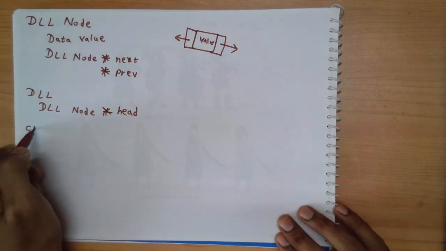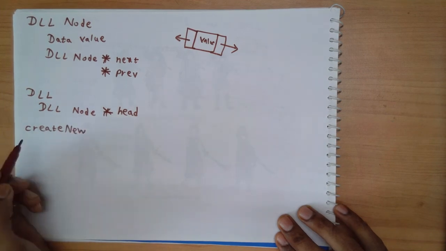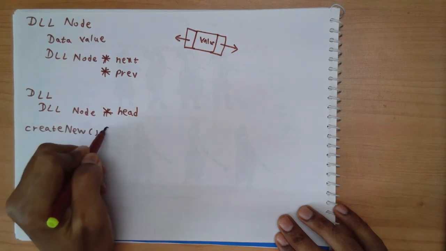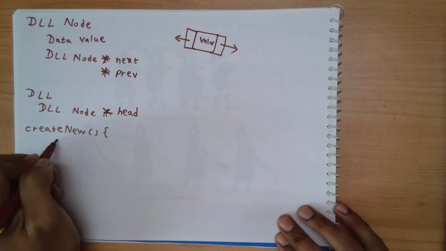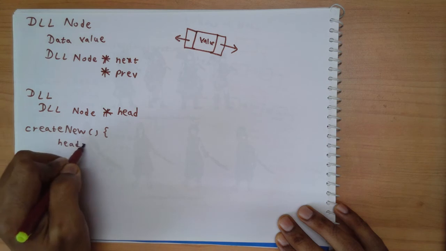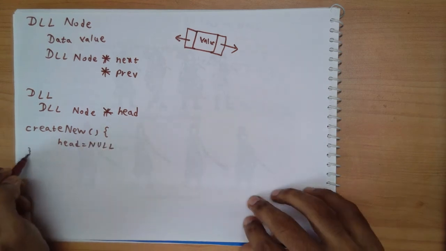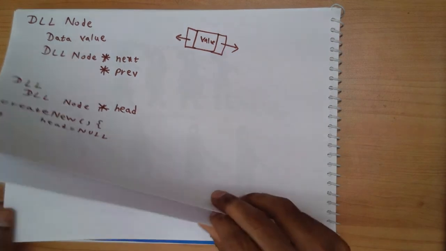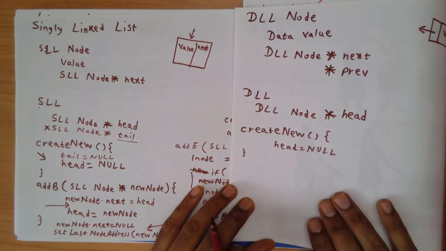The first operation is create new. What it should do is create an empty list. So all I will do is set my head to null. That's how I define a new empty list, and let's cross check it with the singly linked list. Is that the way we did it? Yes, that's the way we did it. So again, exact same implementation.